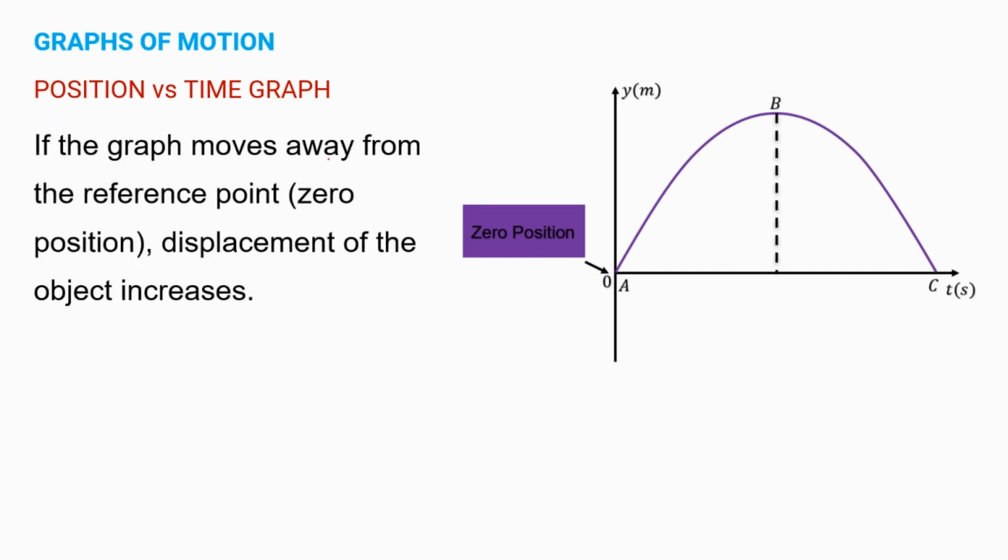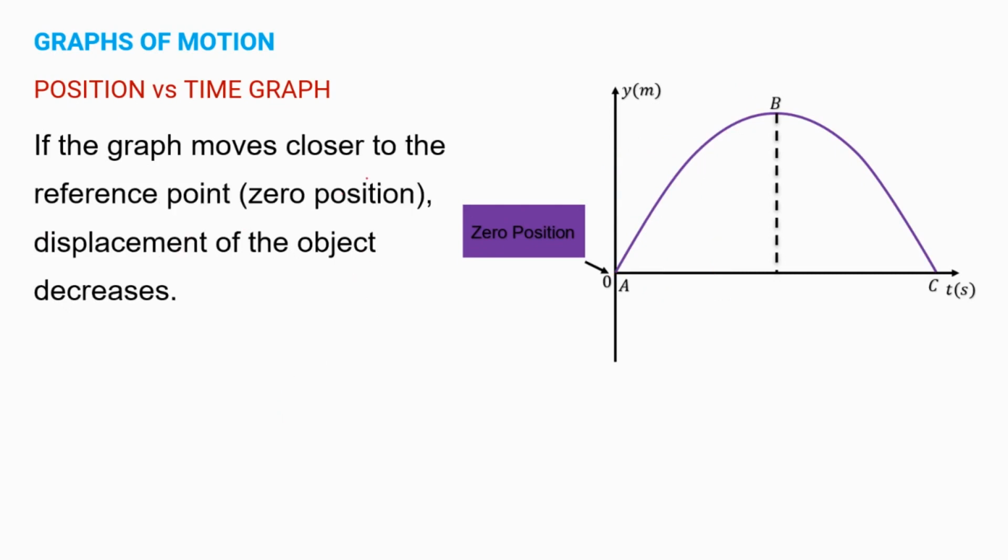If the graph moves away from the reference point, from the zero position, the displacement of the object increases. Like let's say this is the displacement at this particular time, t1, and at t2 the displacement is here, so it means it has increased. As the object moves away from the reference point, the displacement of the object increases.